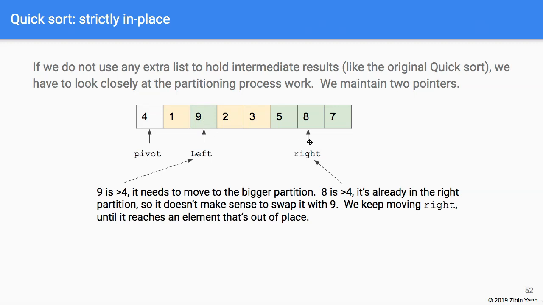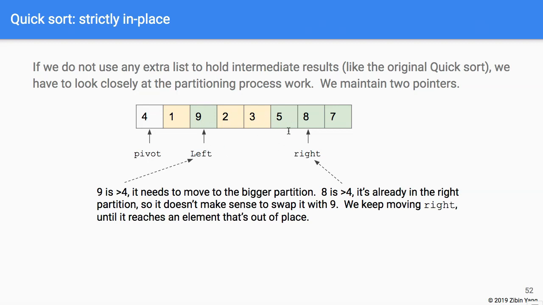But let's look at what right is pointing to. Right is pointing to 8. 8 is bigger than the pivot, so it's in the right part of the list. This part is any number that is bigger than the pivot, and 8 is in the right place. So it doesn't make any sense to swap 9 and 8. We really don't help the situation by swapping that. So what we need to do is keep moving the right pointer until we find an element that is out of place so that we can swap it with 9.